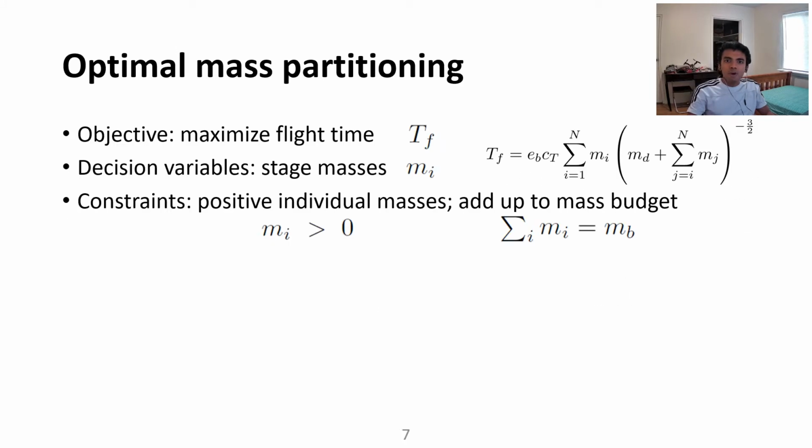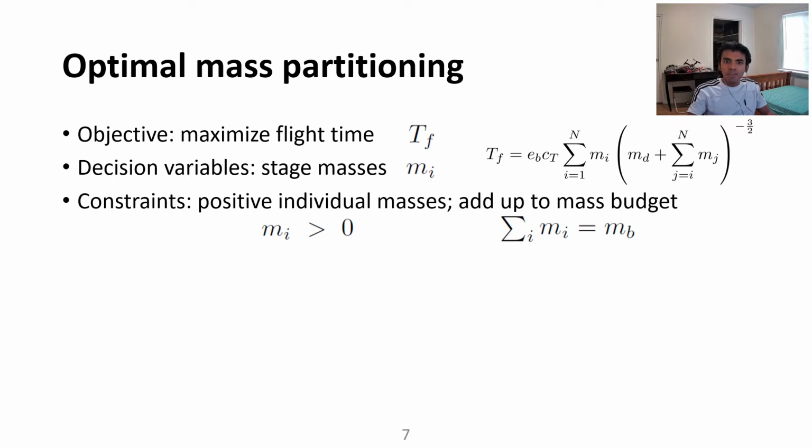We now consider the optimal mass partitioning problem. Here, we are given a total energy storage mass budget MB and we want to partition it into n stages so as to maximize the flight time. We have two constraints here. The first being that the mass of any stage needs to be positive, and the second is that the masses of all stages should add up to the mass budget. The decision variables are the masses of the individual stages.